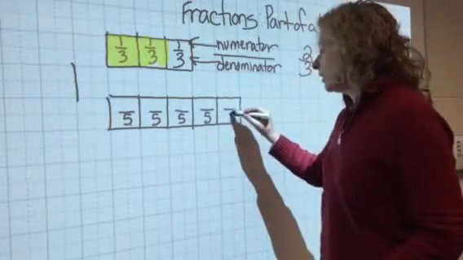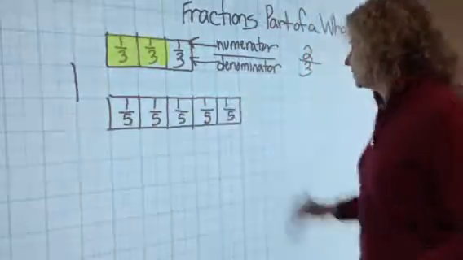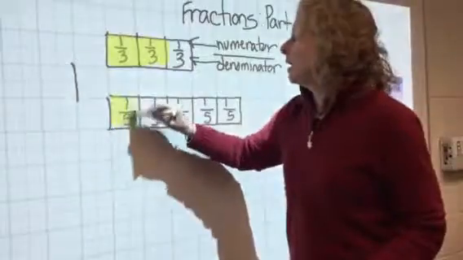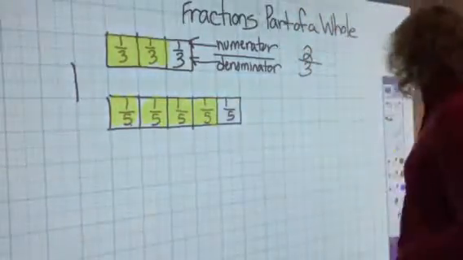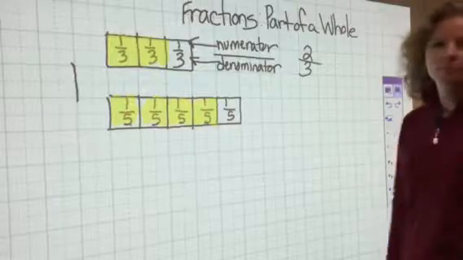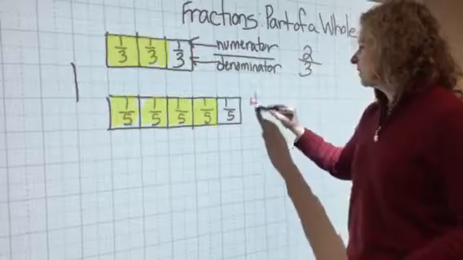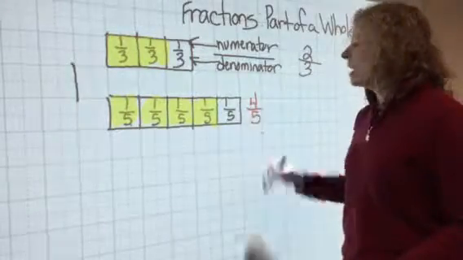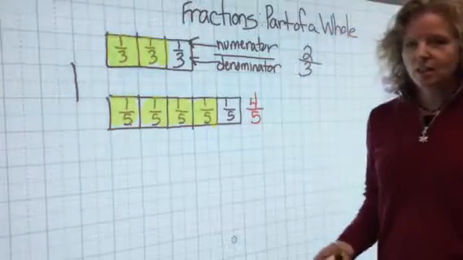We want to label this with our unit fractions. A unit is just 1. Now let's see if you can figure out what's the fraction that I shaded in? 1, 2, 3. I shaded in 4 of them. 4 of the 5, 4/5 are shaded in.